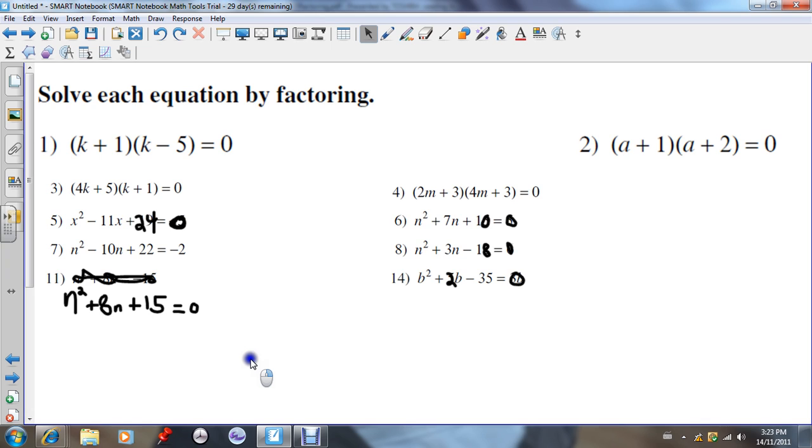So this is pretty much it for today. Again, solving quadratics by factoring: all you need to do is factor them, set each factor to 0, like this one and this one, and solve for the variable in question, x, y, or anything.